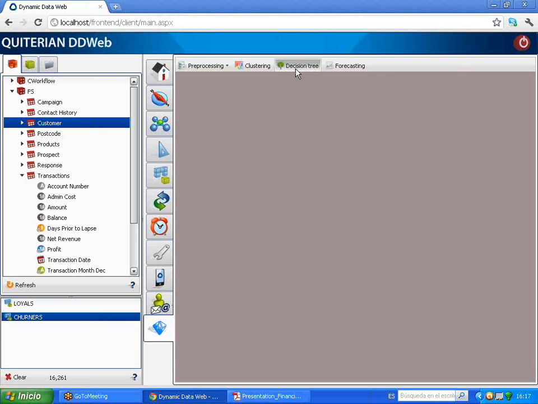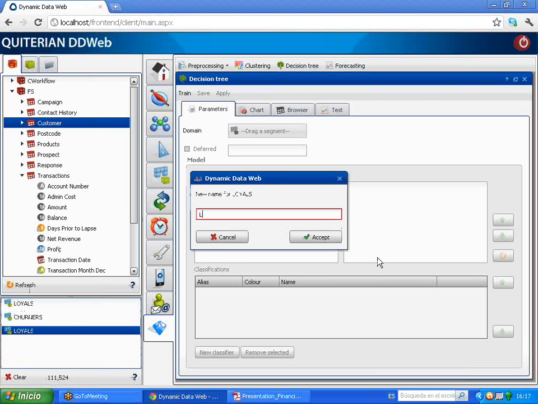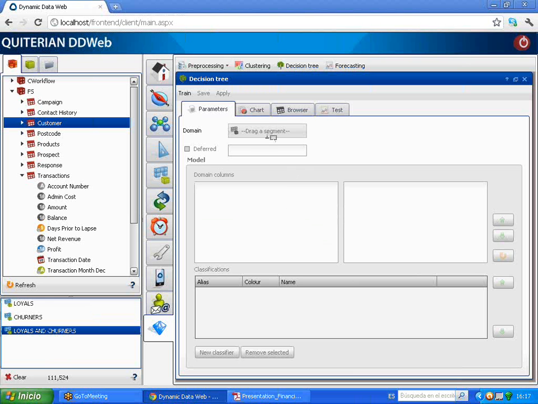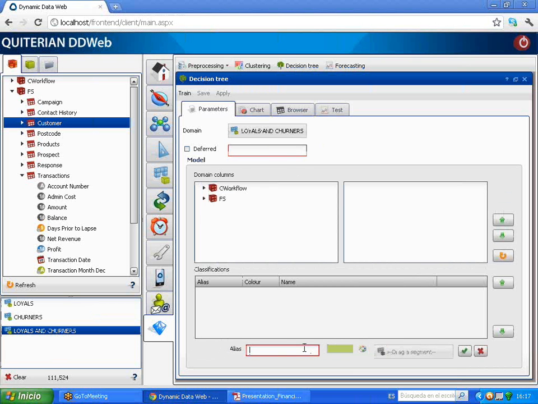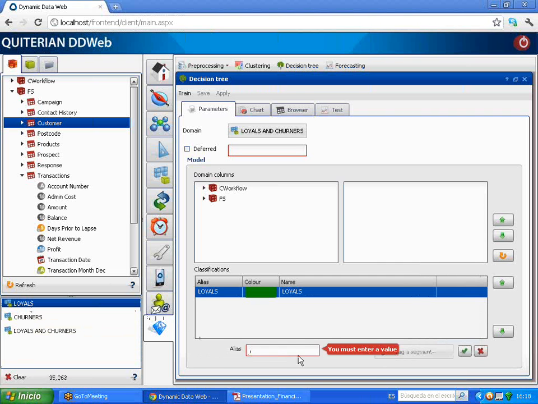Okay, so I'm going to use one of the advanced algorithms that Criterion has to analyze these people and, let's say, analyze why they are loyals or why they are churners. So I'm going to mix them in one group, and I'm going to name this group loyals and churners altogether. Then I select this segment, and I'm going to classify them as loyals in green, and churners in red.